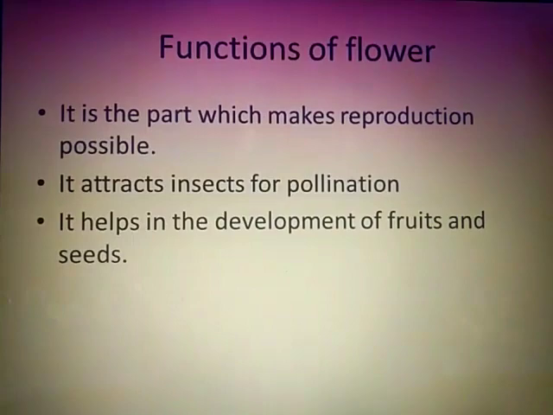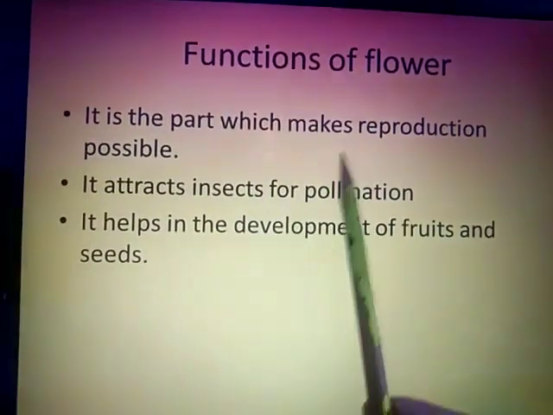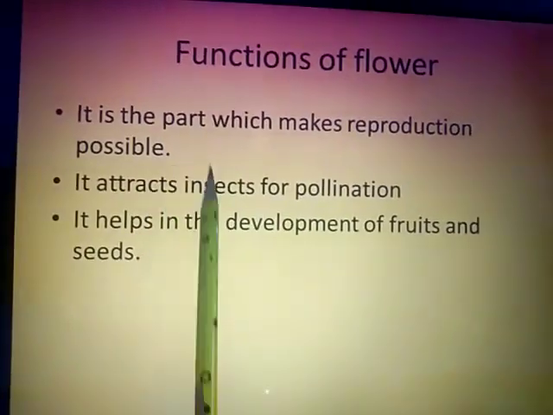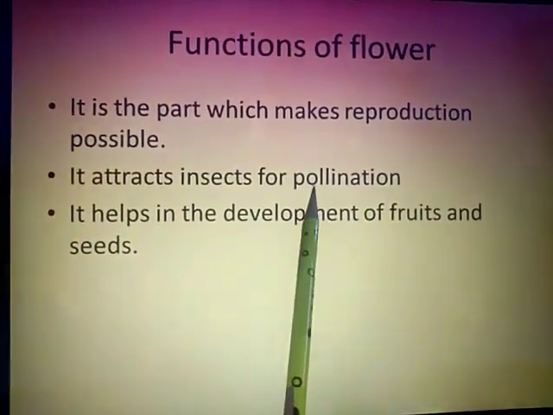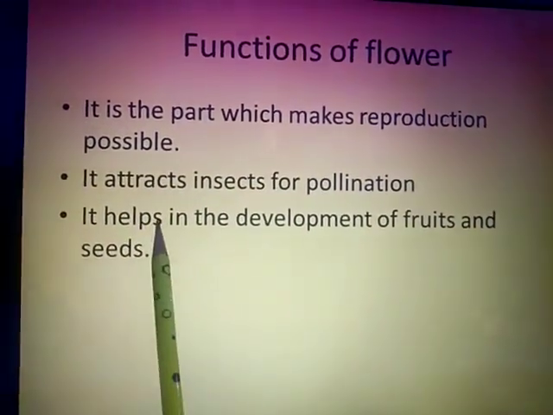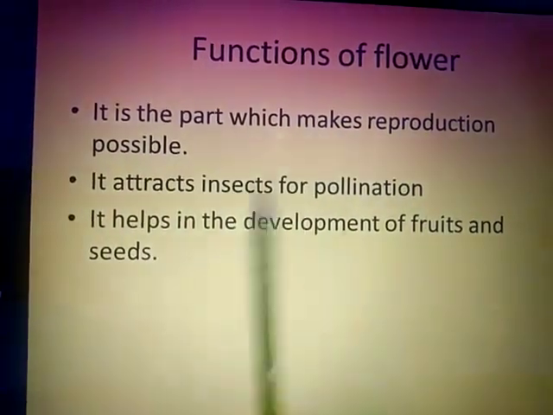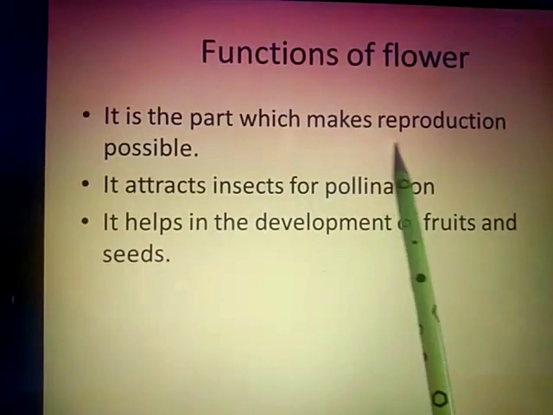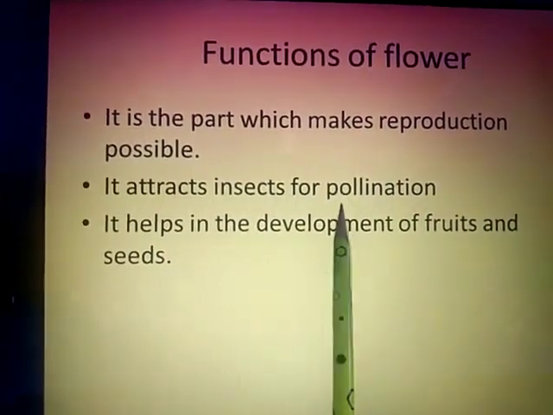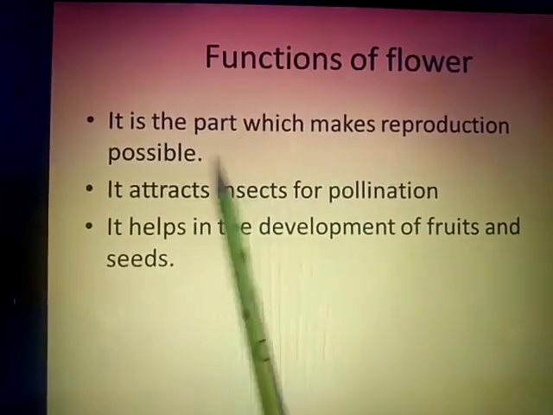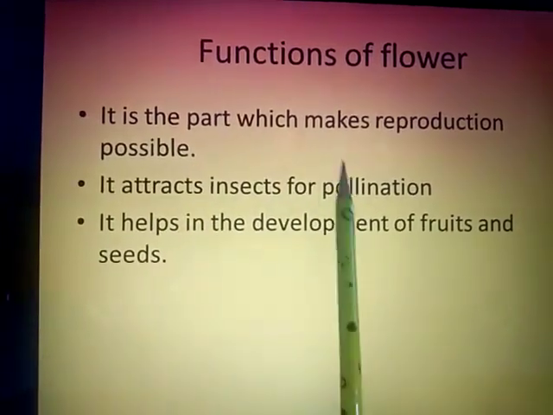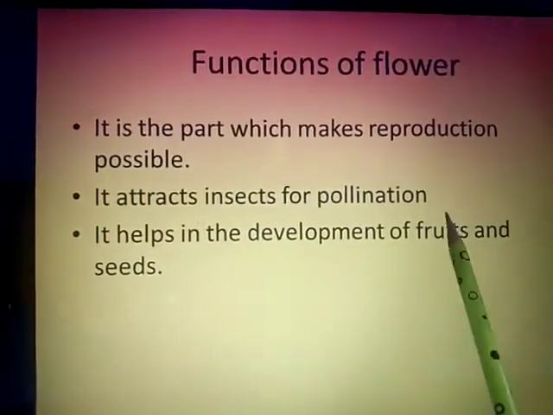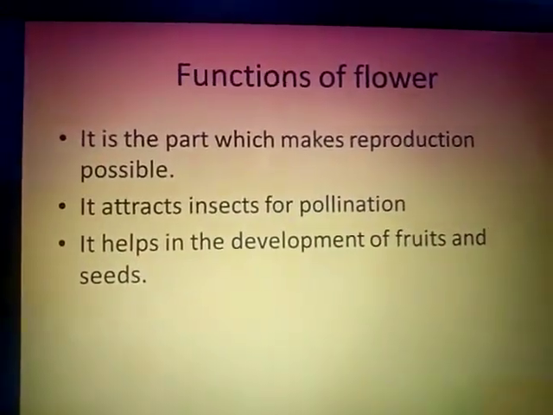Next, we are moving to the functions of the flower. Flowers make reproduction possible. They attract the insects for pollination. They help in the development of fruits and seeds. Reproduction is only possible after pollination. So, flowers first attract the insects, and after pollination they have fertilization for the development of fruits and seeds.